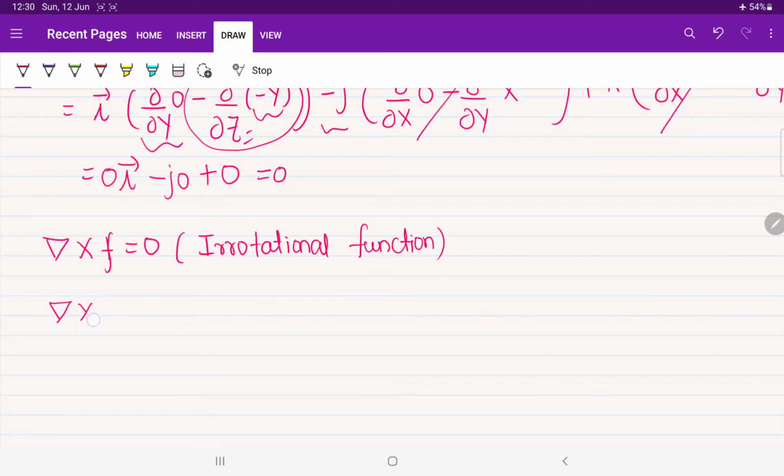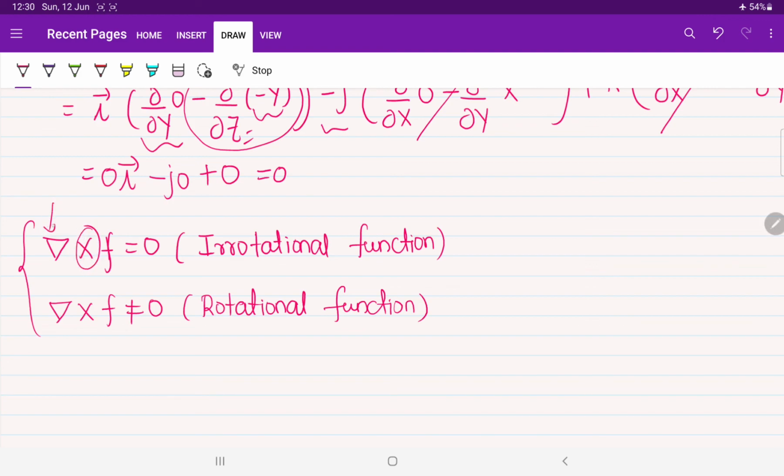Suppose if the value of del cross f is not equal to 0, then only that function is called a rotational function. So the difference between irrotational and rotational, we always check whether the function is rotational or irrotational with the help of del cross f, that is curl of a vector field. While calculating the curl of a vector field, in case of curl, both are vectors, and the resultant also is going to be a vector.